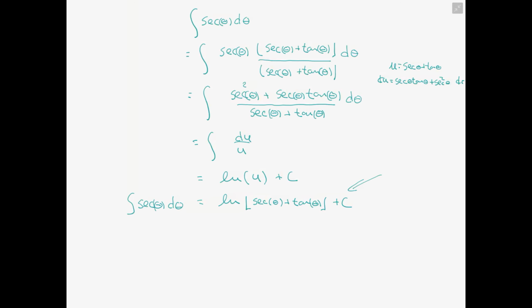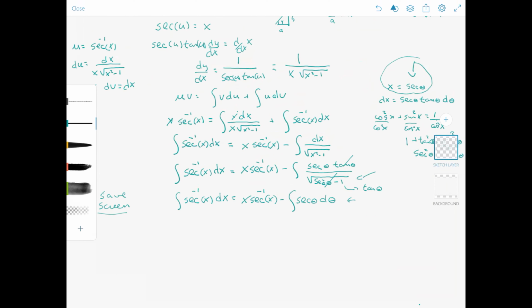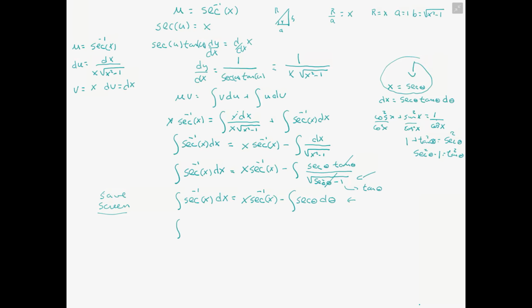So now we can go back to our other equation, and so we have the integral of arcsecant of x dx equals x arcsecant of x minus, and now we know the integral there, we solved that, that's the ln of secant theta plus tangent theta plus c.